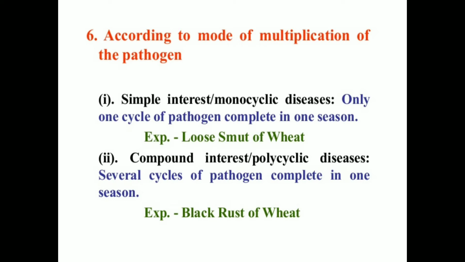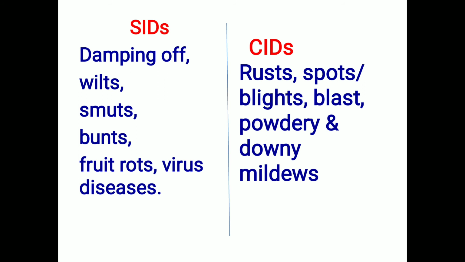Here all the examples of simple interest disease (SID) and compound interest disease are mentioned. Examples given for simple interest disease: damping off, wilt, smut, bunt, fruit rot, virus diseases. In case of compound interest disease: rust, spot, blight, blast, powdery mildew and downy mildew. So they come under compound interest disease.